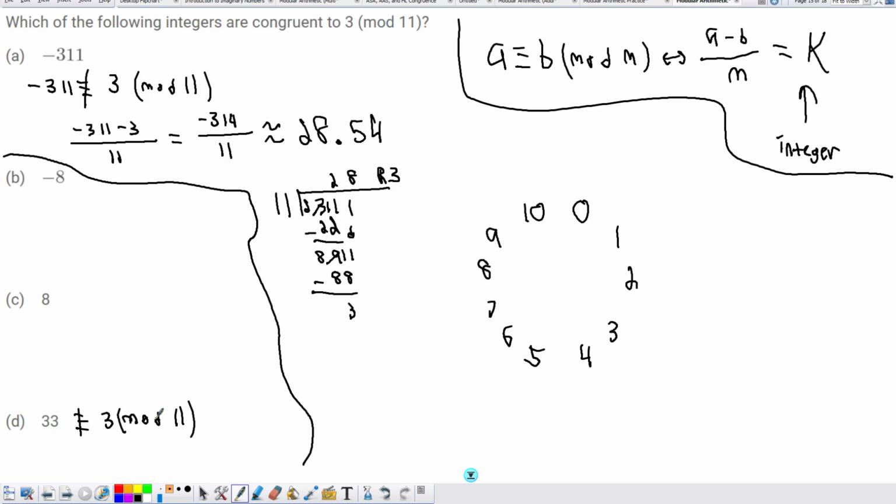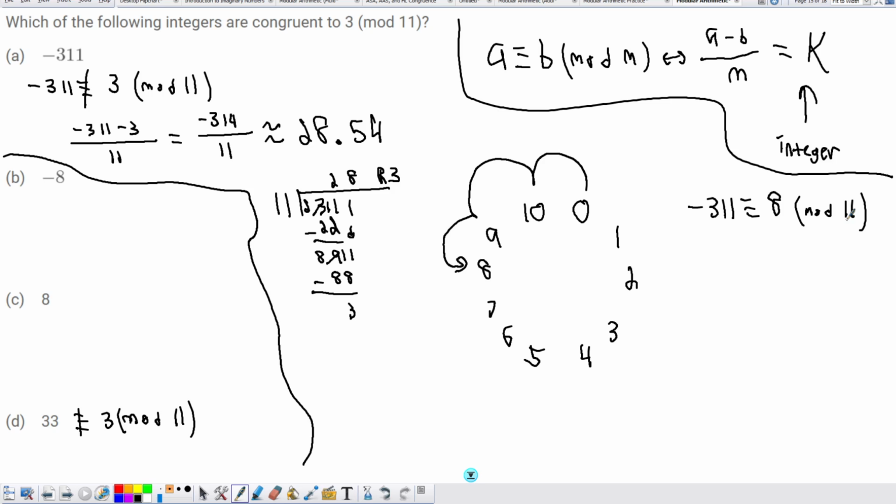What about this negative 311? I know that positive 311 has a remainder of 3. But what about negative 311? Well, in the negative case, you start again at 0, but you go back counterclockwise 3 spaces. So, negative 311 is actually congruent to 8 mod 11.